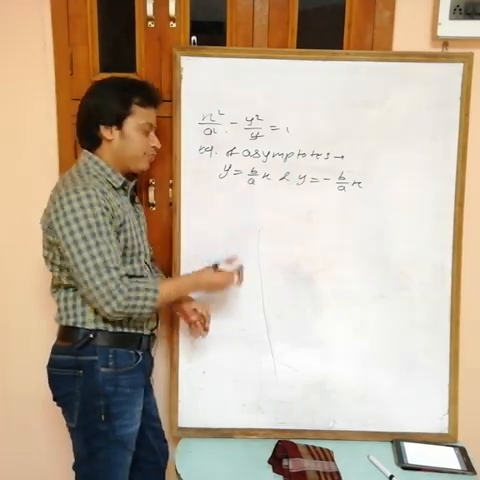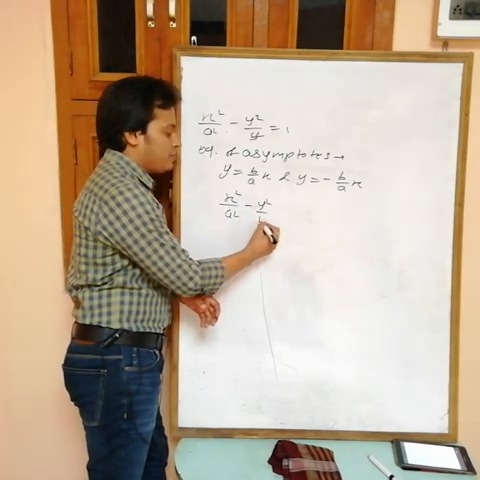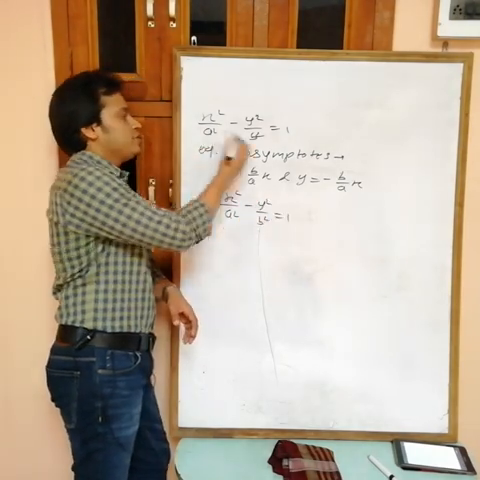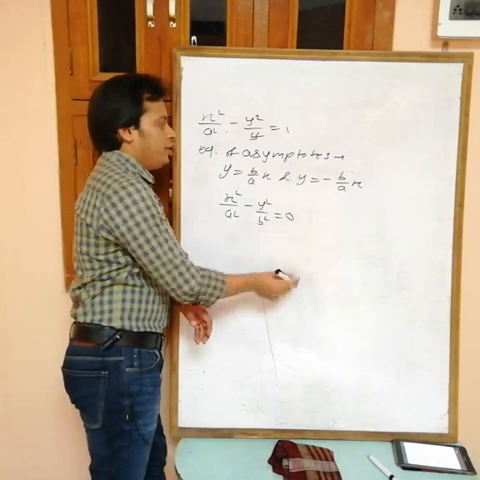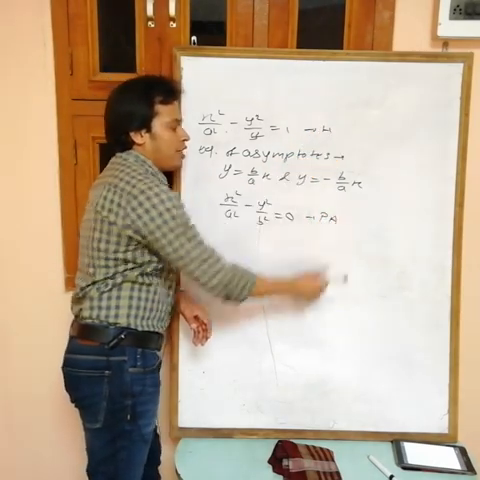If you find the combined equation of these two asymptotes, the pair of asymptotes, then what we are getting? We are getting x square by a square minus y square by b square equals to 0. It means this is the equation of hyperbola and this is the equation of pair of asymptotes.